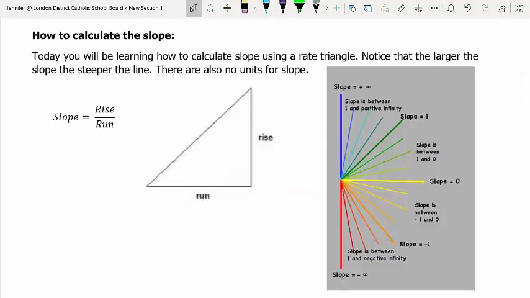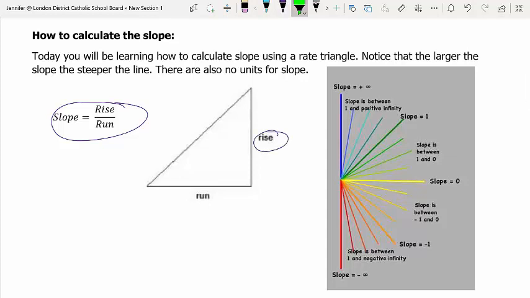Okay, so here's how to calculate slope, or to calculate how steep something is. To calculate slope, this is the formula that you use. It's rise divided by run, and you're going to use what's called a rate triangle method. Now we're going to do a few examples in a second that explain this method, but just as a quick introduction, the rate triangle method, basically what you do is you calculate the rise of the line.